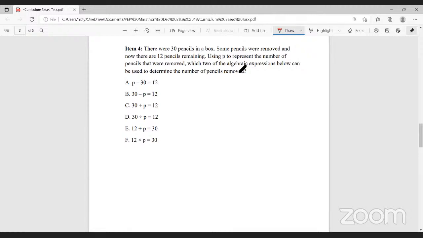Now, I want you guys to go ahead from this statement. There were 30 pencils in a box. Some pencils were removed, and now there are 12 pencils remaining. Using P to represent the number of pencils that were removed, go ahead and write your algebraic expression. And when you have written your algebraic expression, you're going to look at the 6 that are here, and see which two could represent that information.